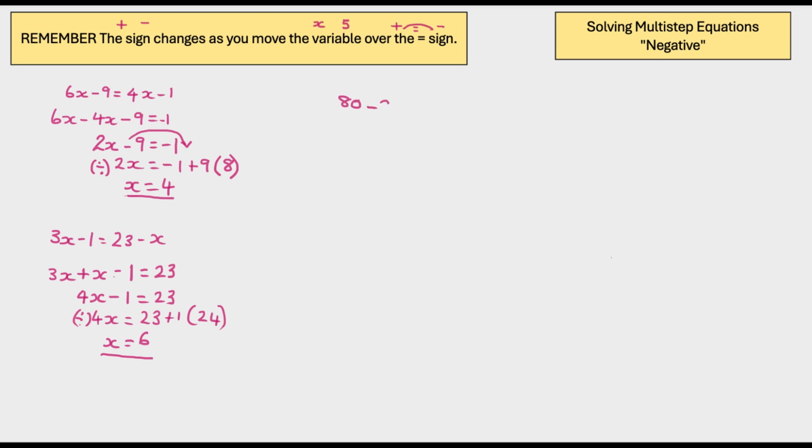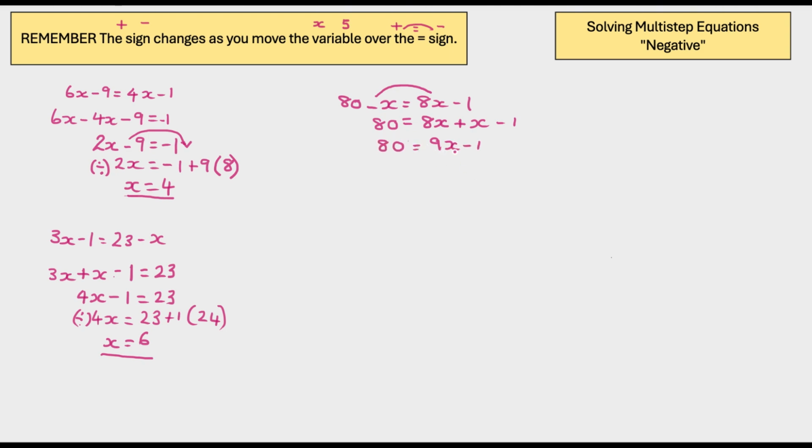80 minus x equals 8x minus 1. So this time, the x is larger on this side. And remember, it doesn't matter which side it goes on. It's just how I do it. So now I've got 8x. It's going over. It's going to become plus x, minus 1 equals 80. So 8x plus x is 9x minus 1. That's what we've got left.